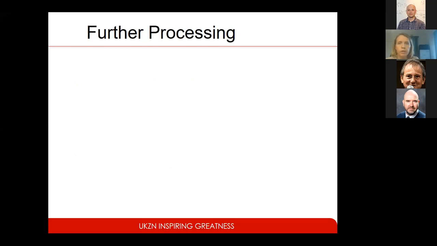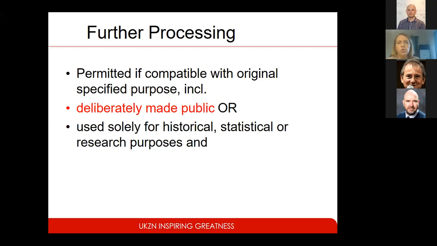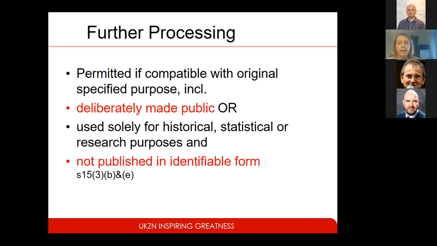This is important, the provision for further processing. If one has consent for a primary study from the research participants, and you want to use that data for a further study, it's permitted if it is compatible with the original specified purpose. That's a general principle in the Act, but it further says that it will be not incompatible if the data has deliberately been made public or it is used solely for research purposes and not published in identifiable form.